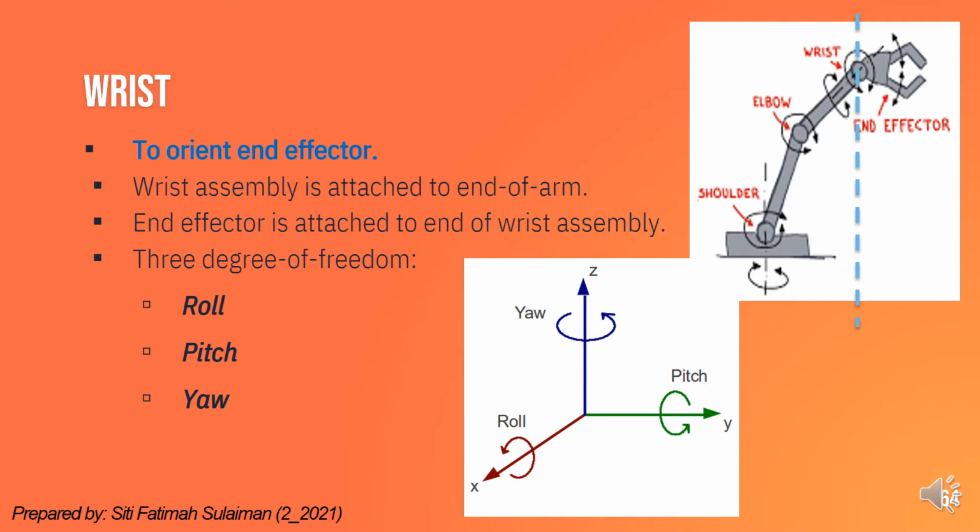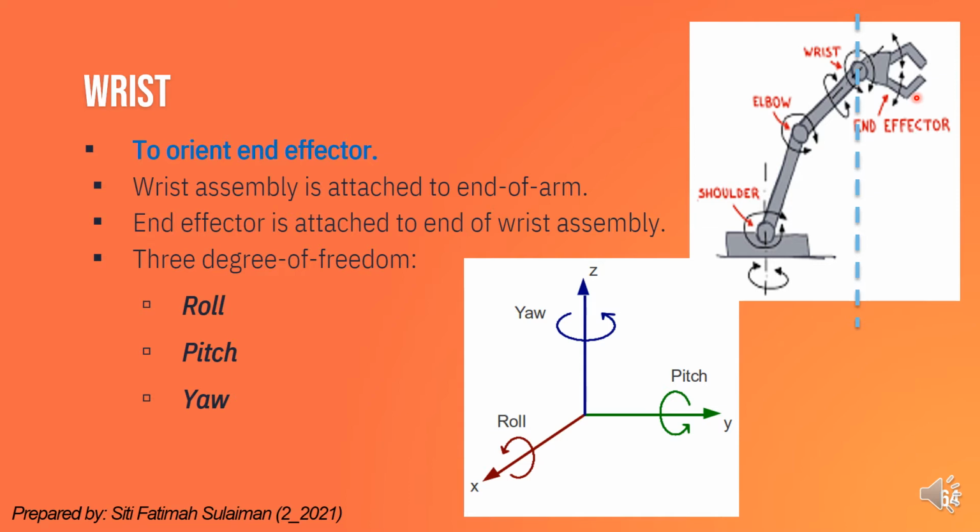In a robot, the wrist is used to orient the end effector. Remember, there are two sections of a robot arm or manipulator. The first section is the body and arm assembly, and the second section is the wrist assembly. The wrist assembly is attached to the end of the arm, and an end effector is attached to the end of the wrist assembly. So this is the wrist and this is the end effector.